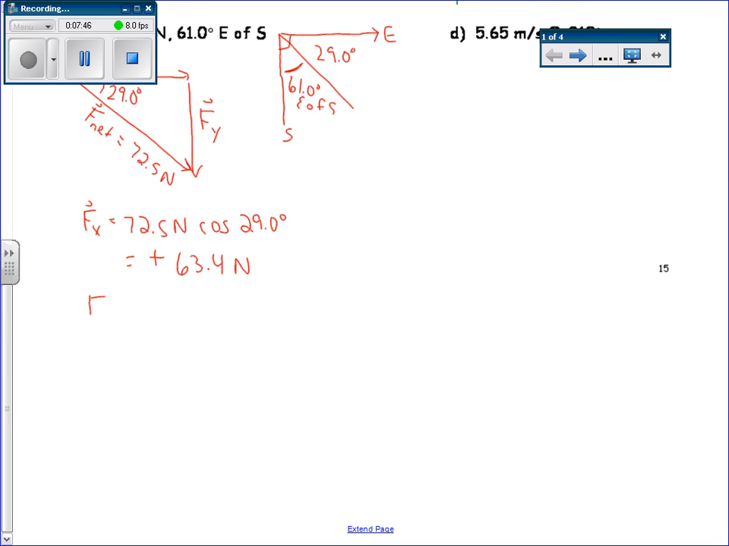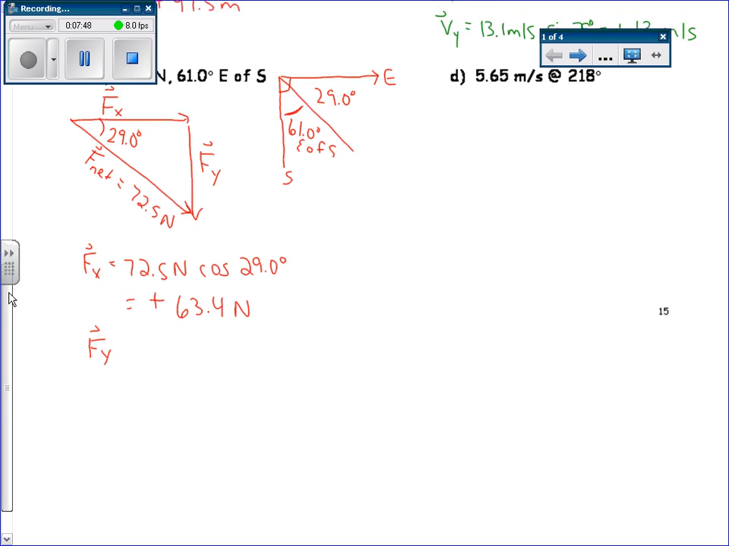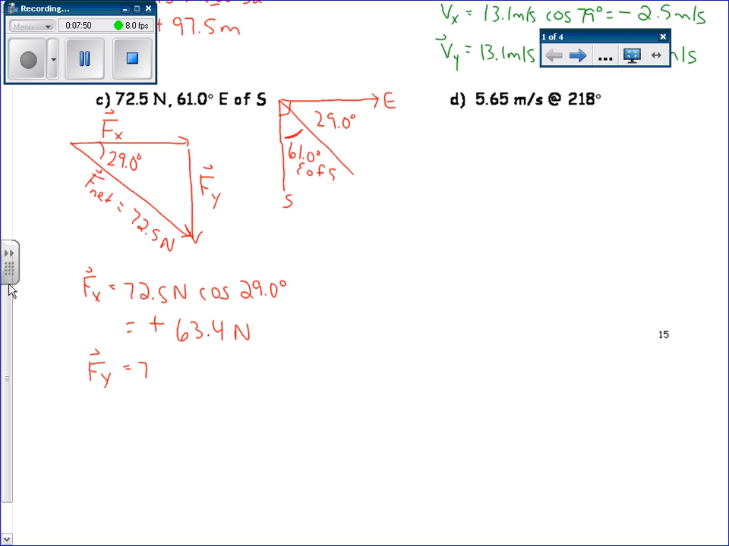And Fy is going to be 72.5 times sine 29.0 degrees, and that's going to be negative because it's south, and we get negative 35.1 newtons. Now I want to stress, you're not going to get negative on your calculator when you plug this in. You determine positive or negative based on which way the arrow is pointing.